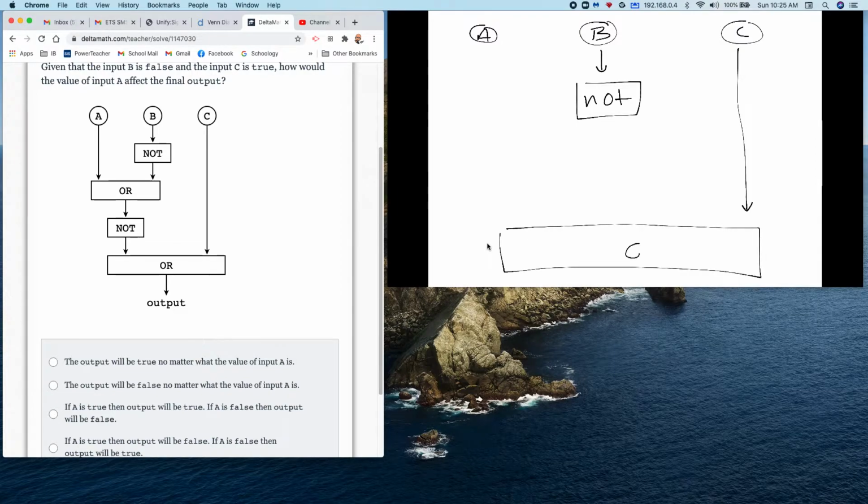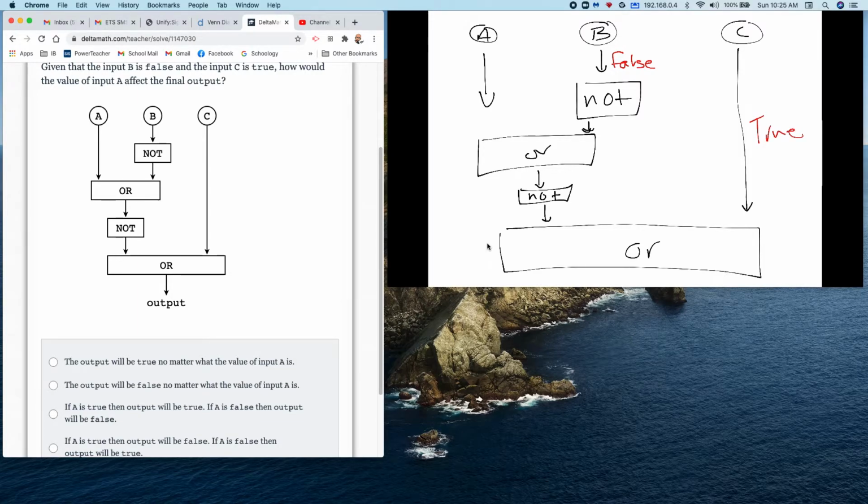We know we have an OR here. Bring this down. Together, this is an OR. And then whatever comes out of it, before we throw it in that last thing, we have a NOT here. Okay, so let's see what they gave us on this. They tell us B is false. And they tell us C is true.